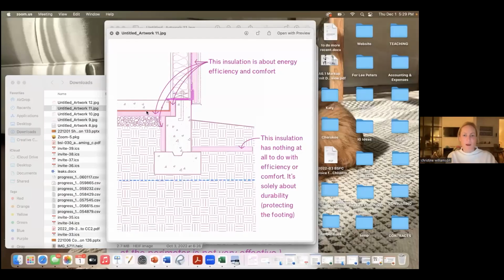Let's see. I'm going to look in the chat here. What about insulation on the outside of the foundation wall? Let me share my screen again and pull that up. You know what? I'm just going to share my whole screen, and you can see all my messy thoughts in my computer. Okay, so you get to see my whole screen.